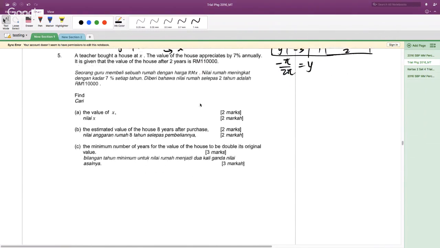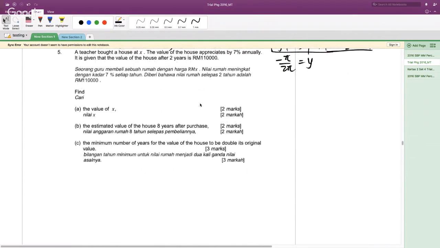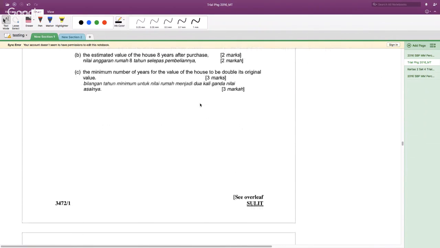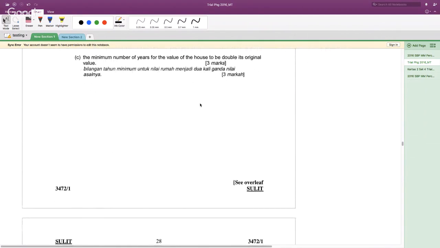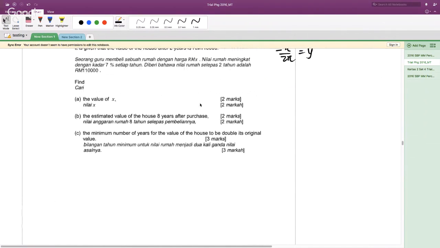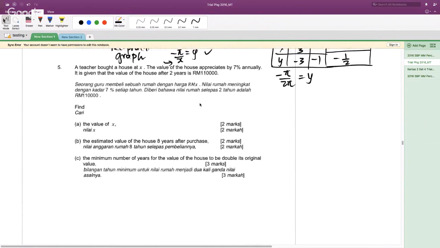Yeah, basically, because next week the SPM starts already, my live streaming actually will stop before the SPM starts. Just for your information. Okay, so let's have a look at the next one.